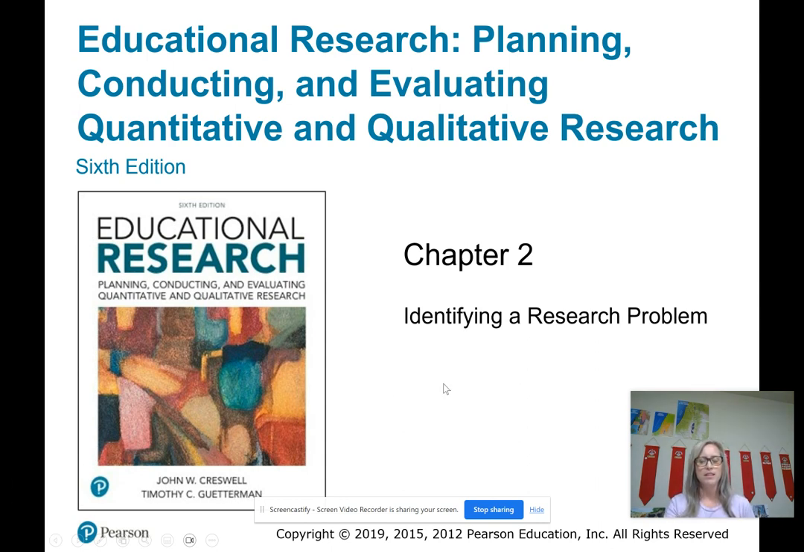Okay, well, so chapter 2 is titled Identifying a Research Problem. As we discussed in your intro video and your overview video, that's what you're going to be doing. So be thinking about that as you read this chapter and go over this PowerPoint with me. You're going to be able to identify a research problem and write the statement of the problem section for your research study.